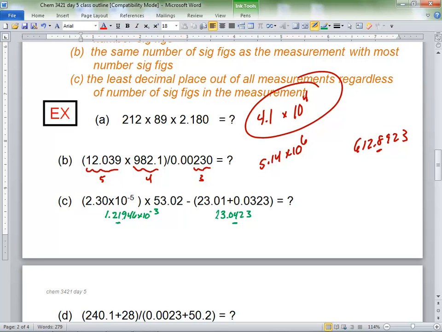So if I'm going to subtract those two numbers, I should probably write this one in decimal format. It's going to be easier to see. It's under the 1, and you're going to subtract that.